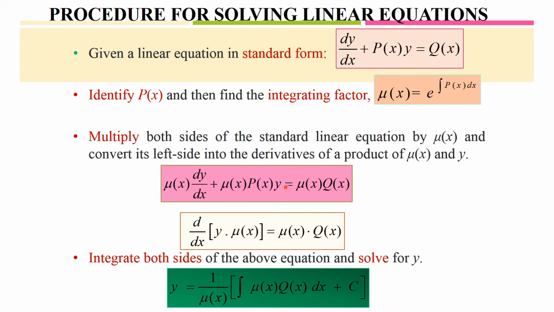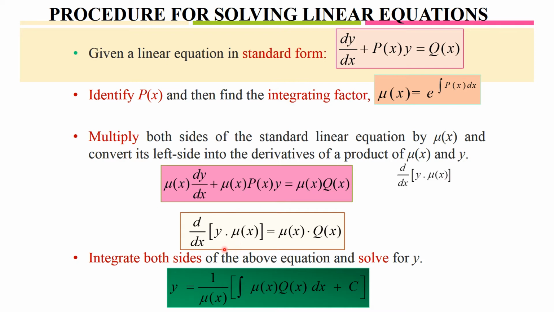So whatever is written on the left side of the equation, no matter how complicated it looks, it is actually equivalent to d/dx of the dependent variable multiplied by the integrating factor. Now how do we know that these two are equivalent? Let's show that these two are actually equivalent.